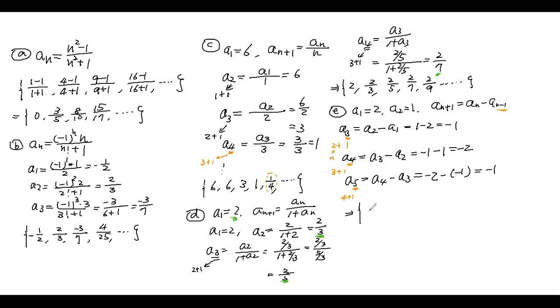I will see my sequence here is 2, 1, right? A1, A2. A3 is what? It's negative 1. What is A4? It's negative 2. What is A5? It's negative 1. If you continue, the A6 will be what? A6 will be 1, and then you go on and on.